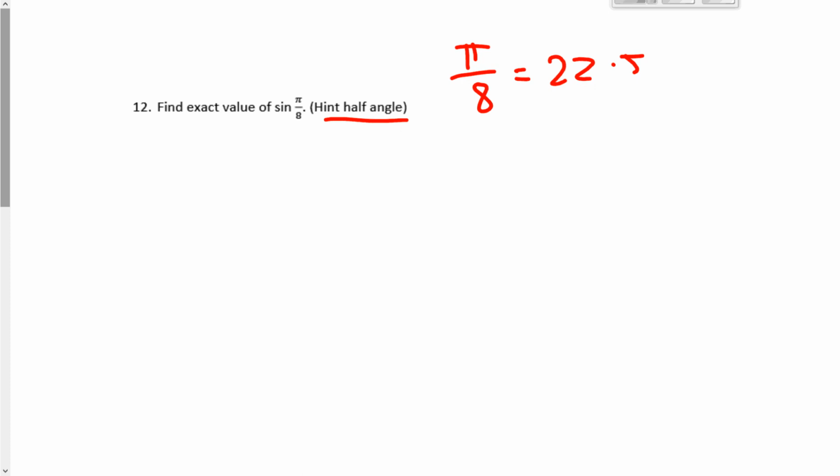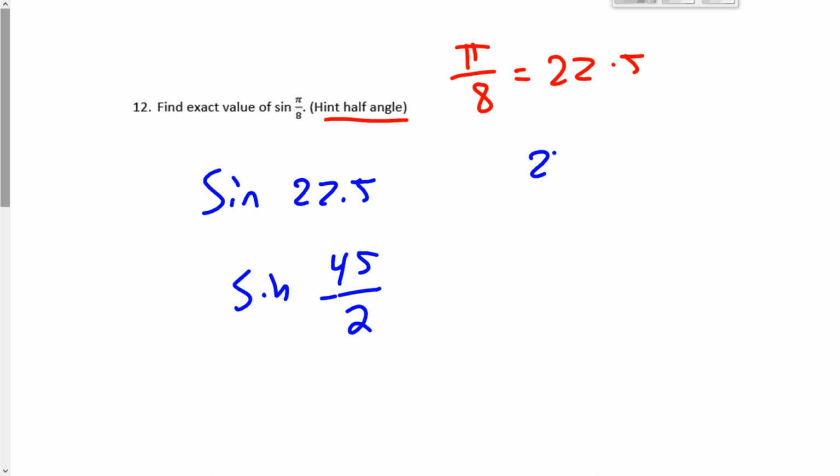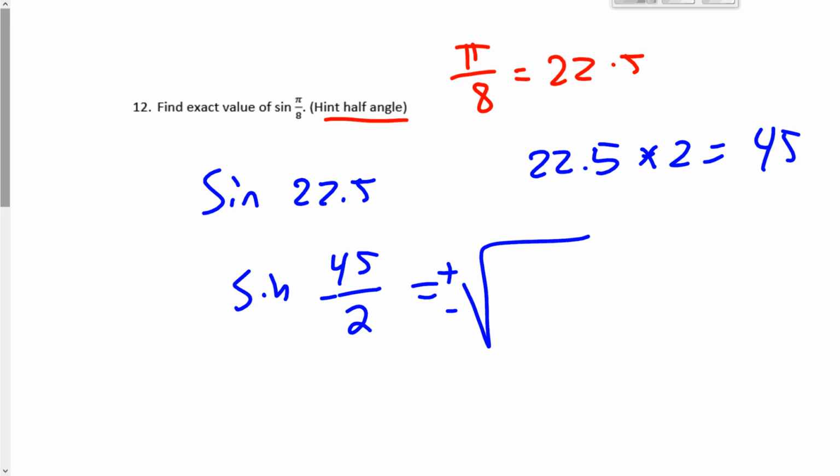Okay. So that means we basically times this by 2. So sine of 22.5, we can use the half angle formula because 45 over 2 is 22.5, right? So if we take 22.5 and times by 2, we get 45. So our half angle formula for sine, plus and minus, is the square root of 1 minus cosine of our angle that's on top, which is 45, over 2. All right? So we can use this.